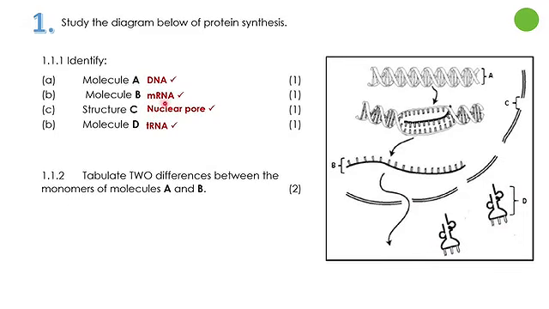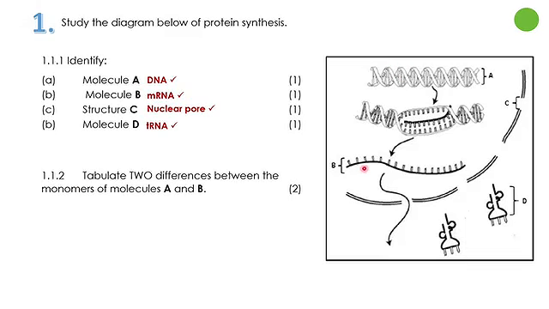Take note of how they have written down mRNA. It's a small letter for the m, and then all capital letters for RNA. And the same applies to tRNA and how you write it out as well. Okay, so now they ask us for 1.1.2 to tabulate two differences between the monomers of molecules A and B. So here we've got A, which is our DNA. Here we've got B, which is our mRNA. And they want to know about the building blocks of these two structures. So we know that nucleotides make up these two structures here.